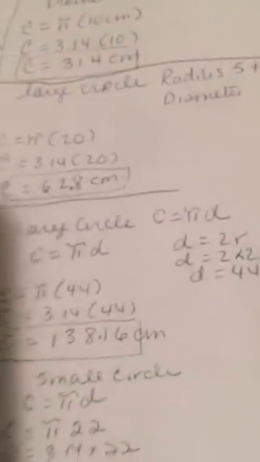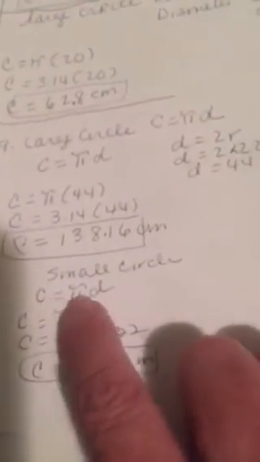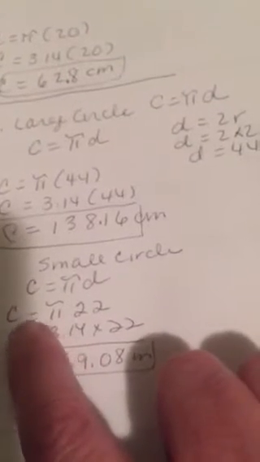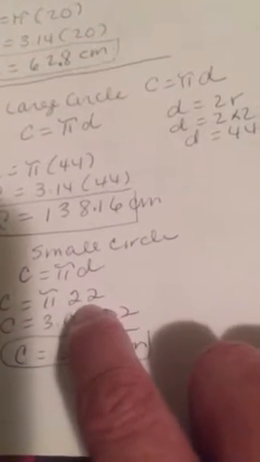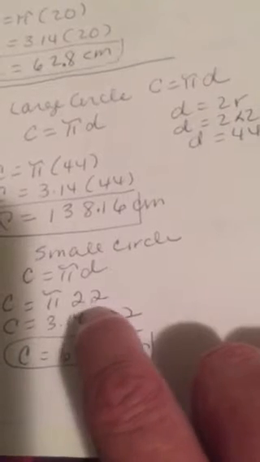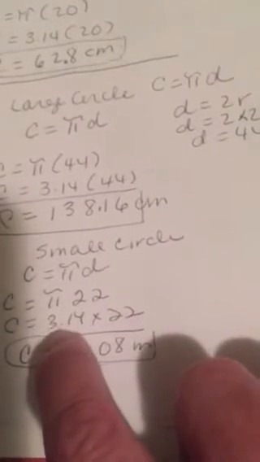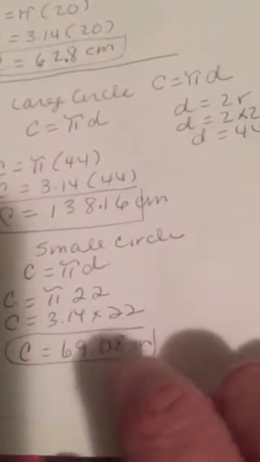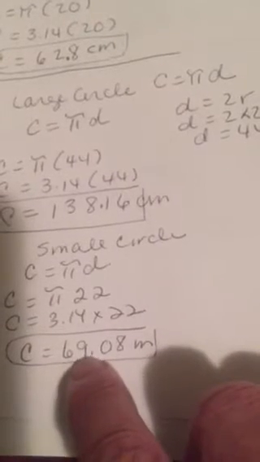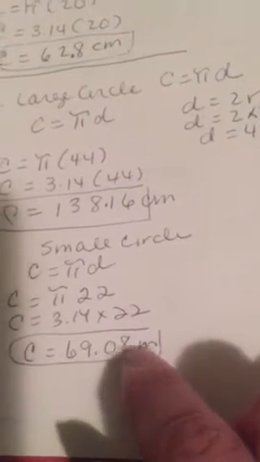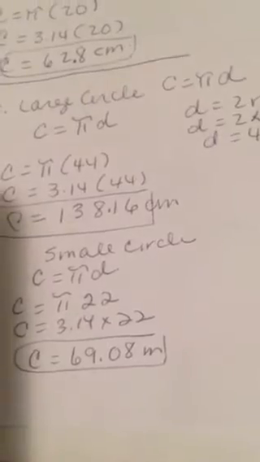So let's see how we do that. Here we have the small circle. C equals pi times d. C equals pi, and we know the diameter is going to be 22. So C equals 3.14 times 22, which equals 69.08 meters. See how I did that small circle? That's all of number 19.